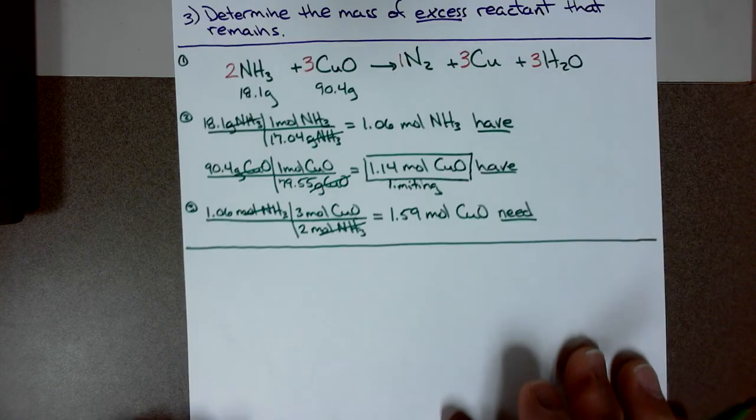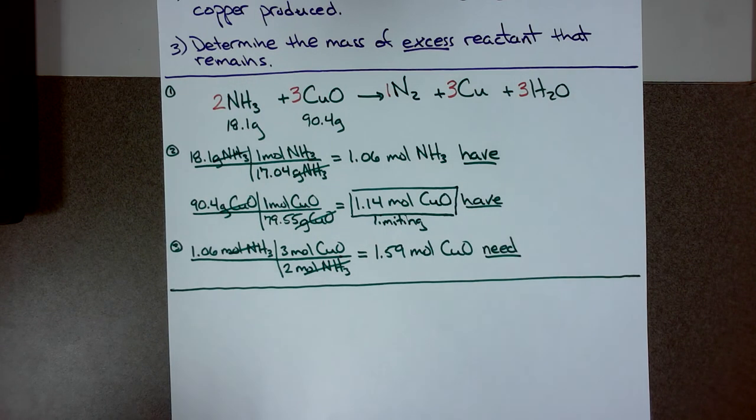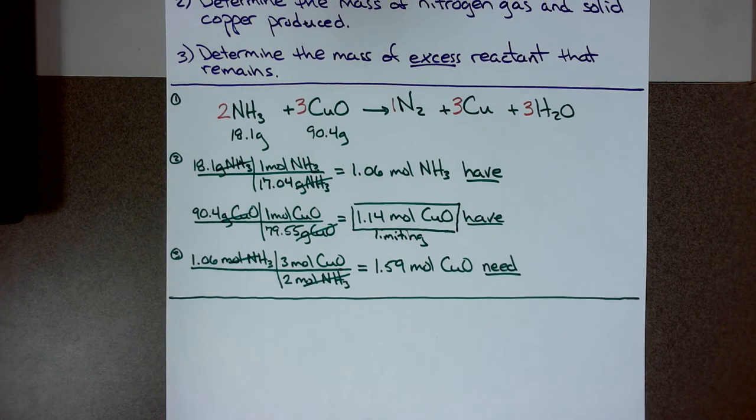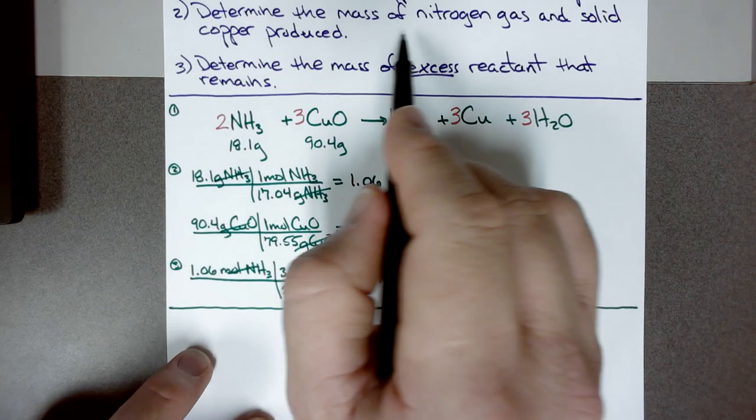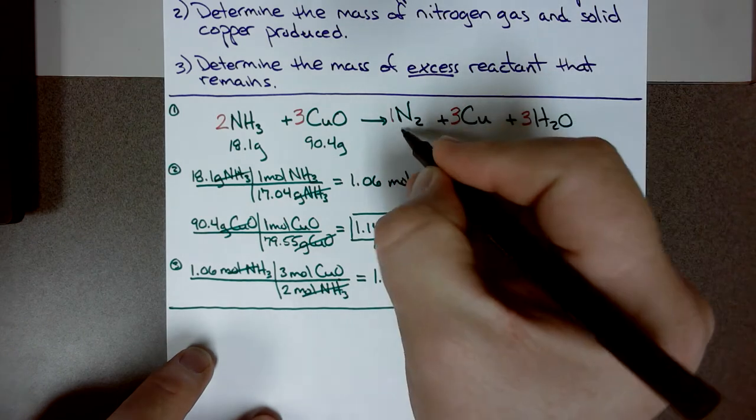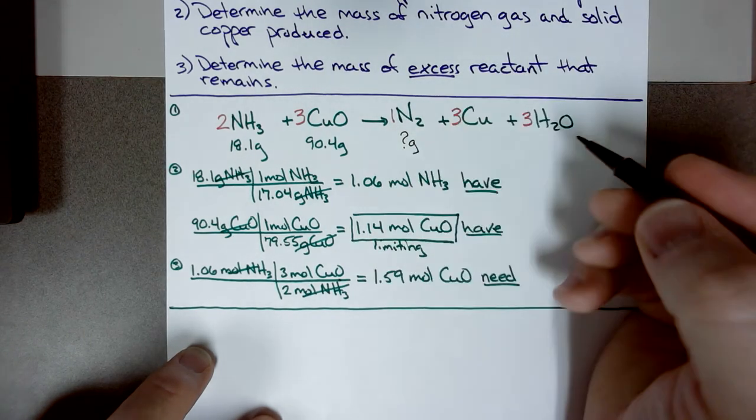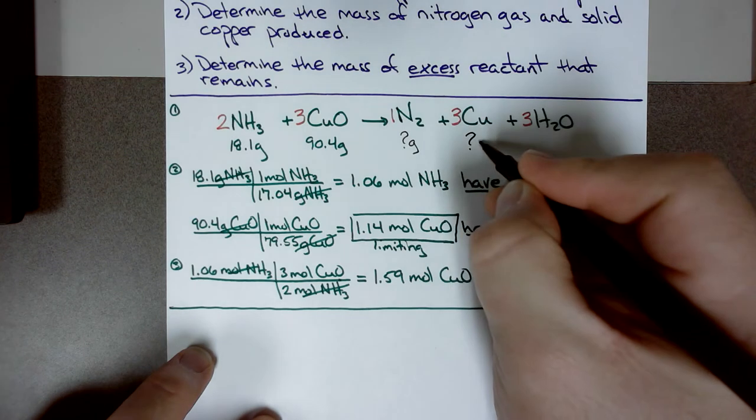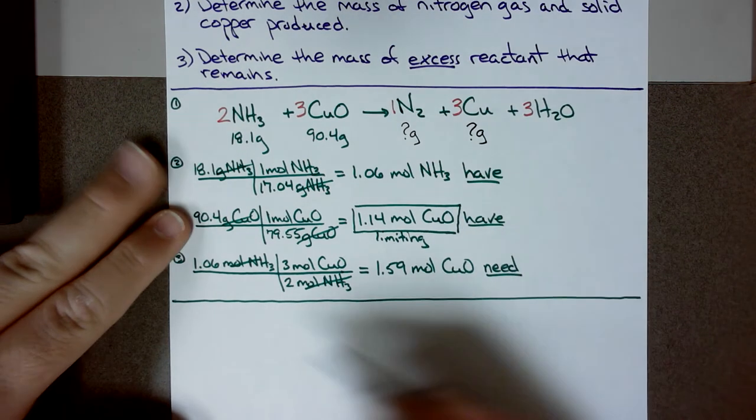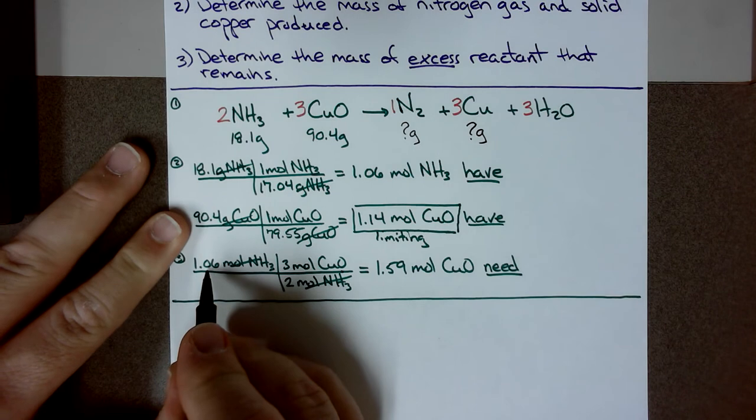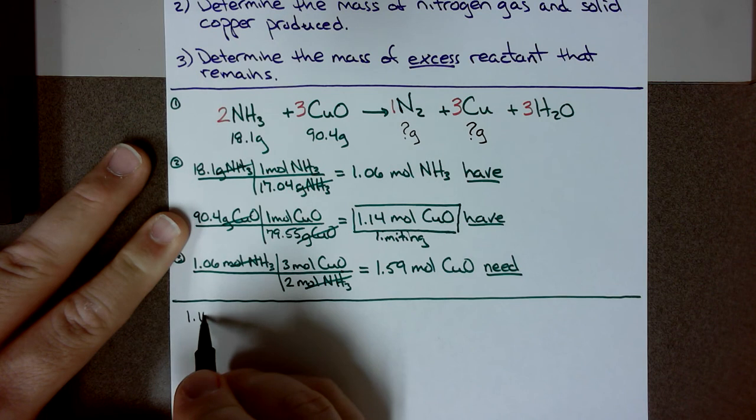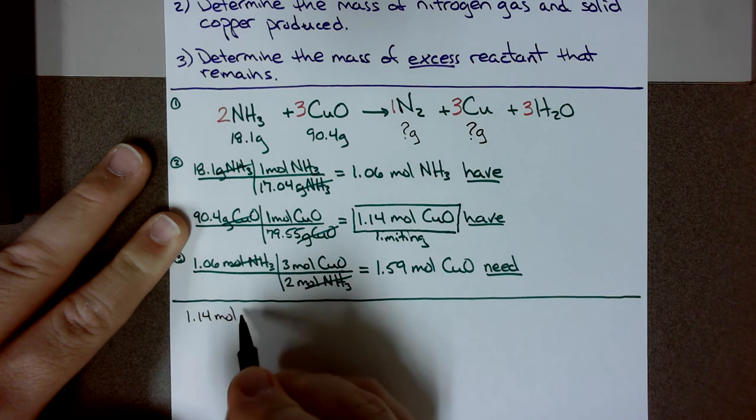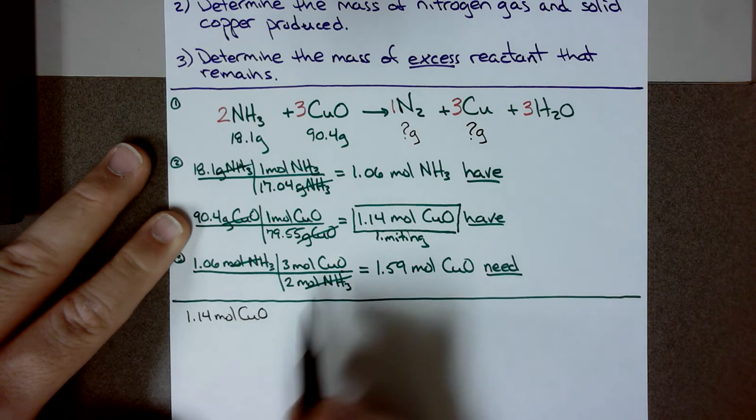Now the next part, part 4. Now I know what's limiting, I'm going to figure out the masses of each product. It says determine the mass of nitrogen gas and solid copper. So I want to know how many grams of N2 and how many grams of copper. Let's start out. I'm going to again start with the limiting reactant, 1.14 moles of copper(II) oxide. That's my limiting.